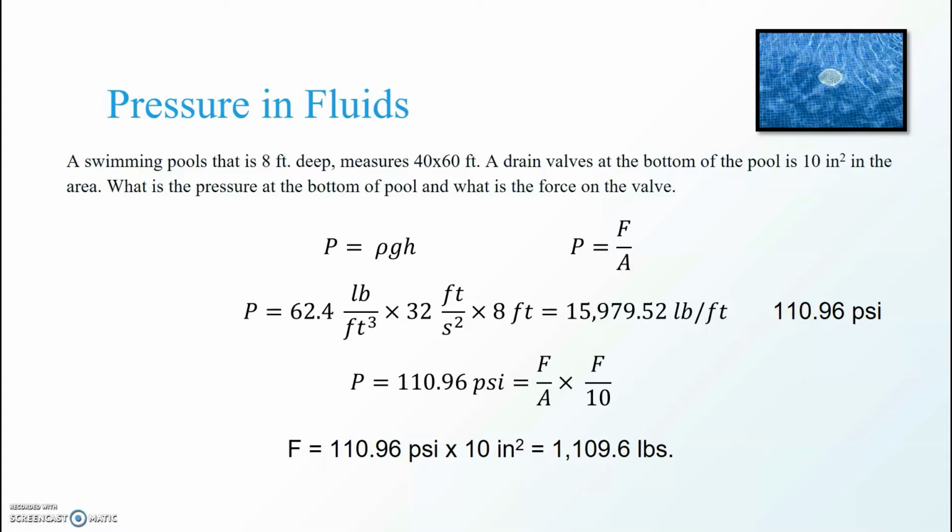Then we can figure out the force acting on it. Well, the pressure is this number, 110, or basically rounded to 111, and we know it has an area of 10 square inches, so then we can convert, and the force becomes 111 times 10, which gives us 1,109.6 pounds of force being put on that little drain there, and the valve has to stop 1,000 pounds worth of force anytime this pool is filled up to 8 feet deep.